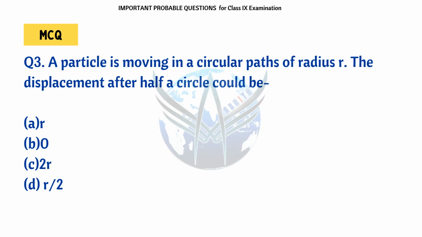Question number 3: a particle is moving in a circular path of radius r. It says there is a circular path whose radius is r. The displacement after half a circle will be? Correct answer is 2r. You can draw a diagram and see. After half a circle, displacement is asked. If distance was asked, it would be half the circumference. But since displacement is asked, our answer will be 2r.